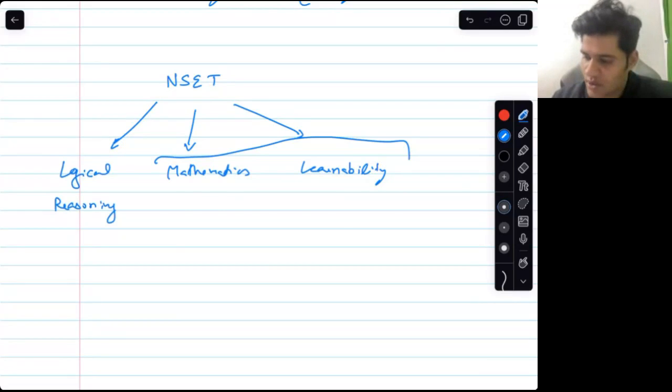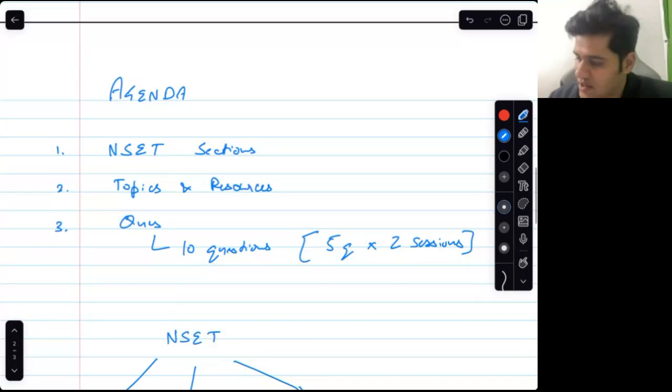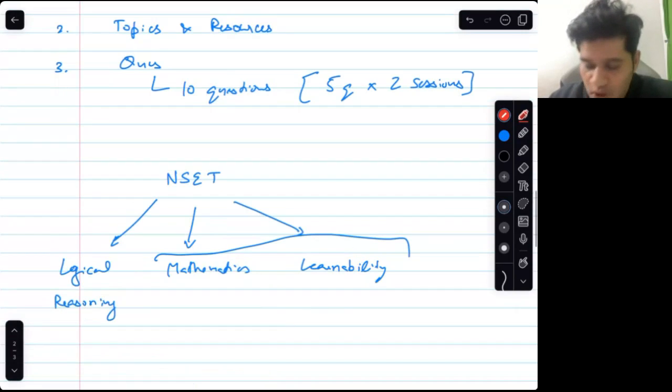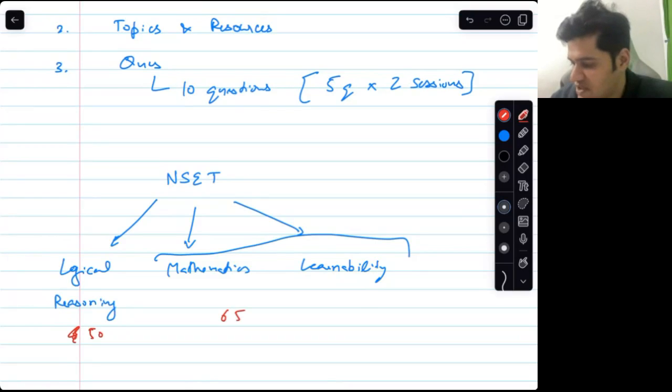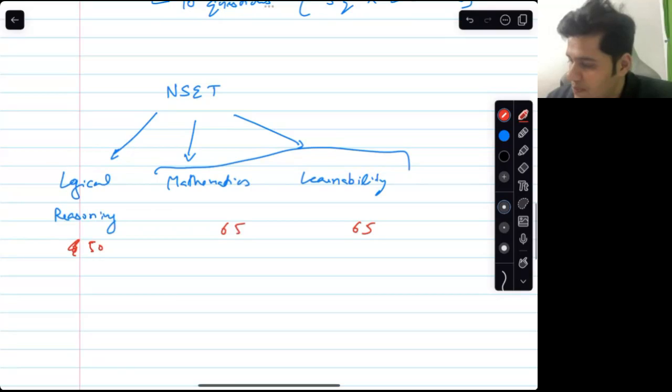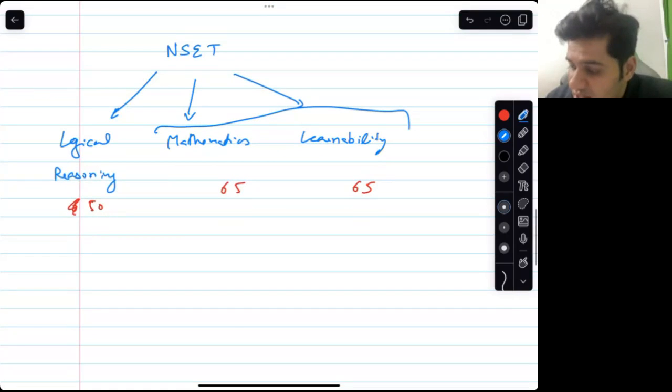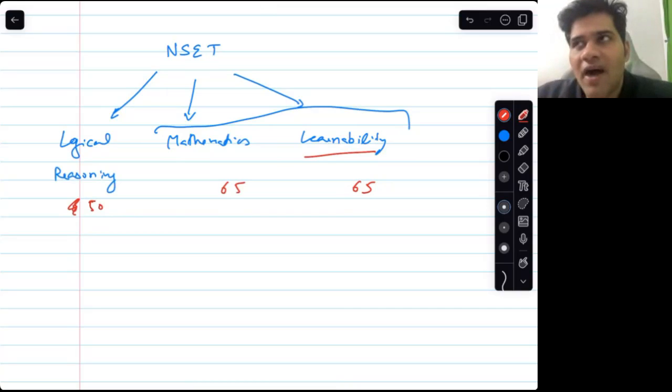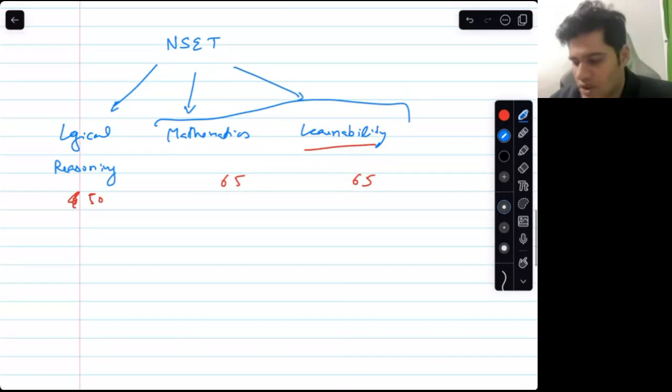Now coming to the second part of the agenda, the total number of marks is 180. I think this is 65, this is 50, and the other two are 65 each. The key thing here is the learnability part. English is removed. When I took the session in January, English was still there, but since then it is not a part. Verbal ability is no longer a part anymore. So only 3 parts: logical reasoning, mathematics, and learnability.